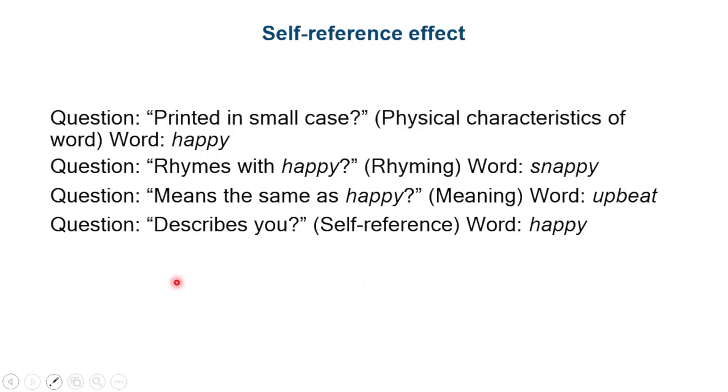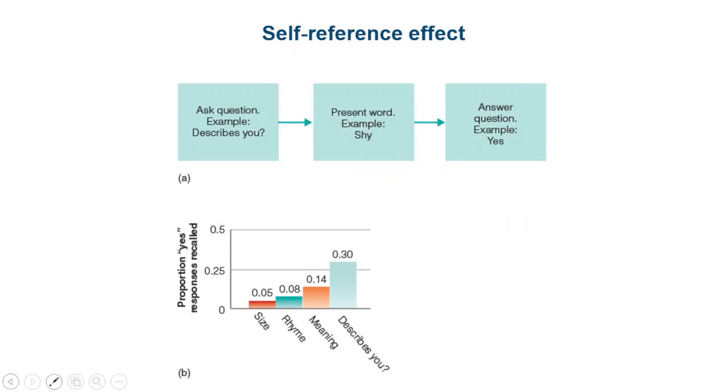And then, means the same as happy, like for example, upbeat, also not high in terms of recall. However, when it's a self-reference word, happy, ayan, tingnan natin yung results. So, kung makikita natin dito, ito yung results nung experiment na yun. Sa size, konti lang, mababa yung proportion ng nag-recall ng word as compared doon sa dinescribe yung sarili nila using the word. So, mas mataas yung proportion na yon. So, this is also why the self-reference effect is quite effective when you study.